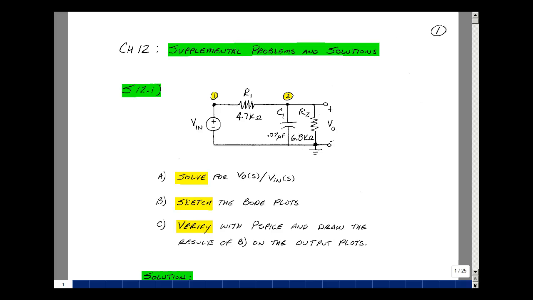This lesson deals with Supplemental Problem 12.1. You can find this problem in the ECE202 ebook in the Chapter 12 Supplemental Problems starting on page 1. Given this RC circuit, can you solve for Vout(s)/Vin(s), sketch the Bode plots, and verify with PSpice, and then draw the results of Part B on the output plots?